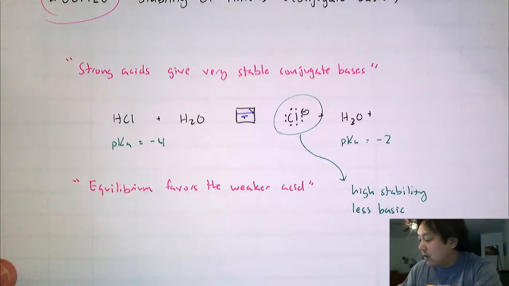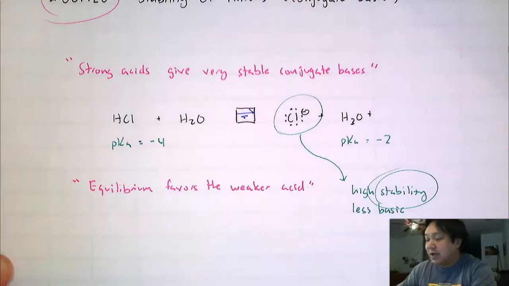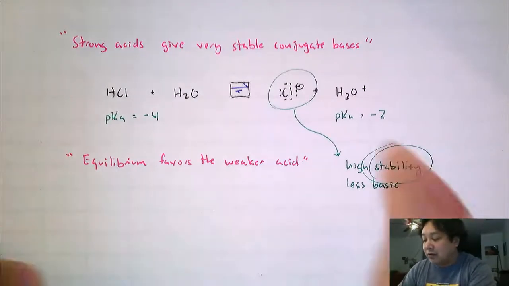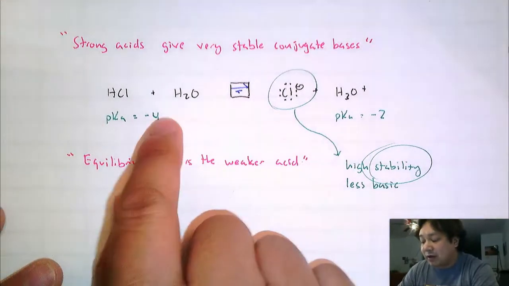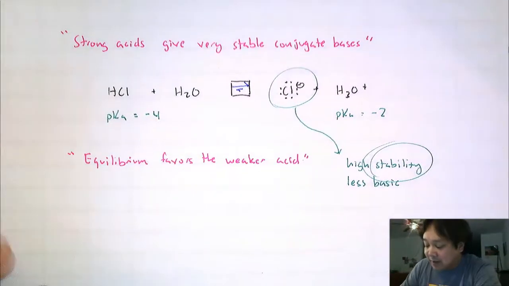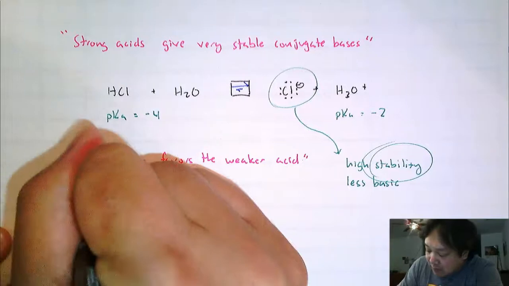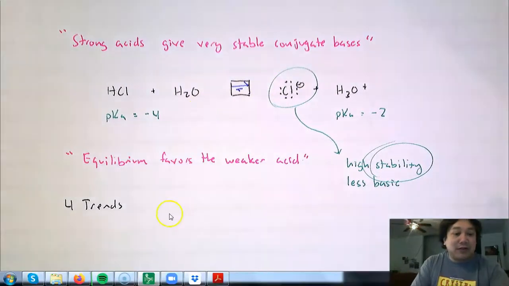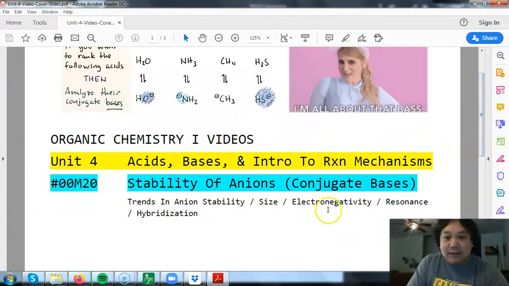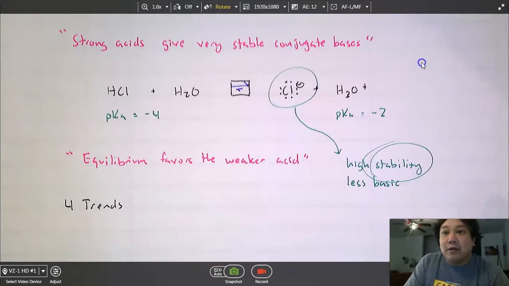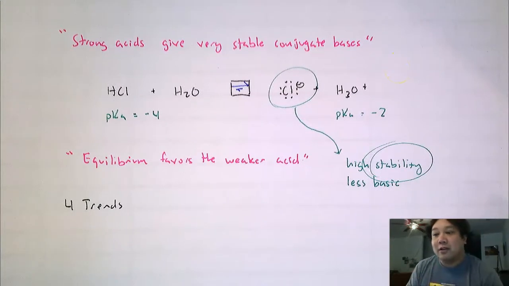So how do we figure out stability? That's the main goal of this video, to give you some tools on how to get stability without knowing the pKa's. And then if you know the stability, you can start ranking your acids and figuring out which one is more likely to give your conjugate base. There's going to be four trends, and those four trends actually were on the cover sheet here: size, electronegativity, resonance, and hybridization. And you don't want to use one trend incorrectly when you should be using one of the other three trends.